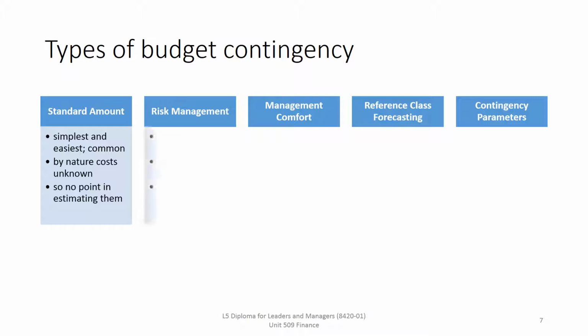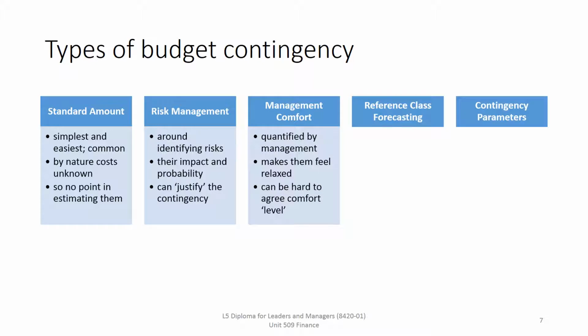The next on there is risk management, another common one, and this is, like we said in Project Management 508, about identifying the risks, quantifying their impact and their probability, and as long as that is done reasonably accurately, then it can be a good way of doing it, and as long as we can justify the contingency costs linked to that risk analysis.